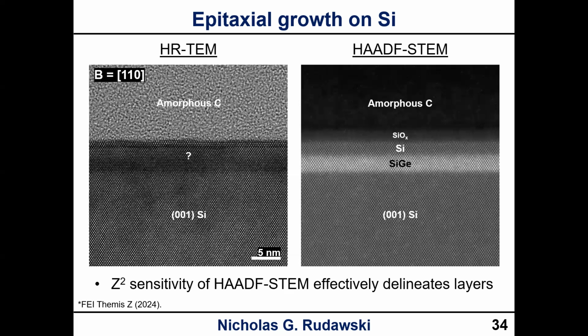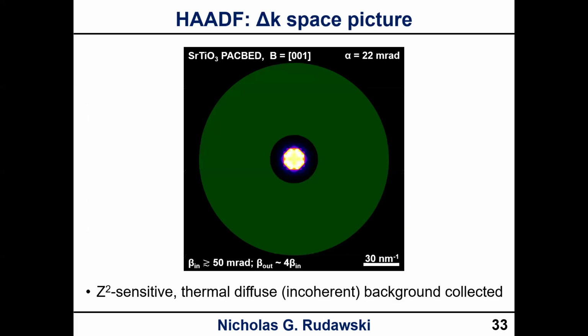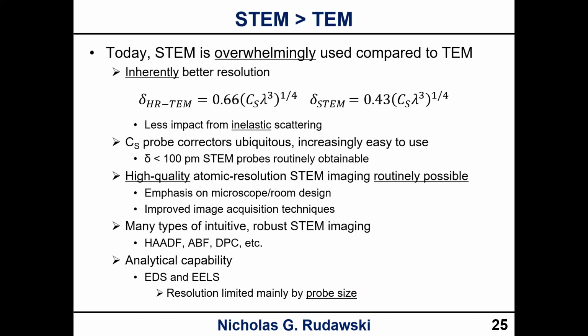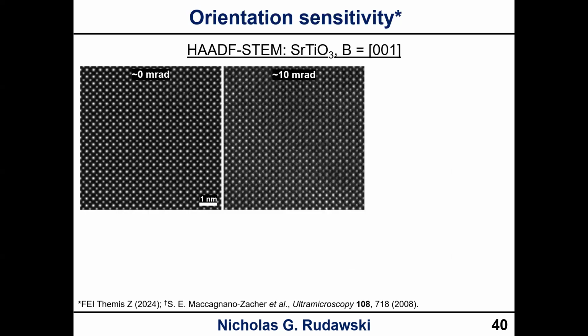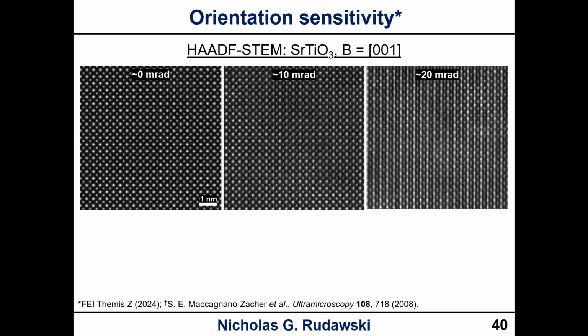So with the STEM in particular, I can go back here and show you this just so you can see it again. This was what I showed you with the strontium titanate, as I'm tilting away from the zone axis. I don't know how thick this sample is. I want to say maybe a few tens of nanometers, so this is not into the hundreds of nanometers.